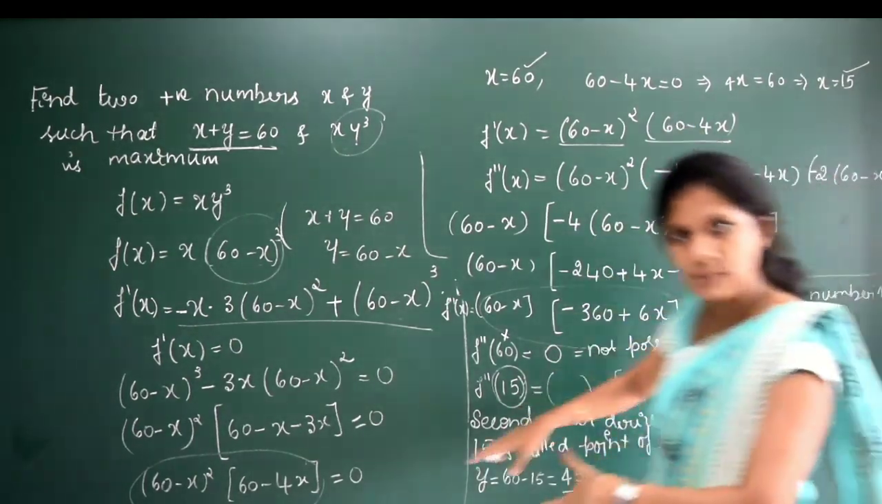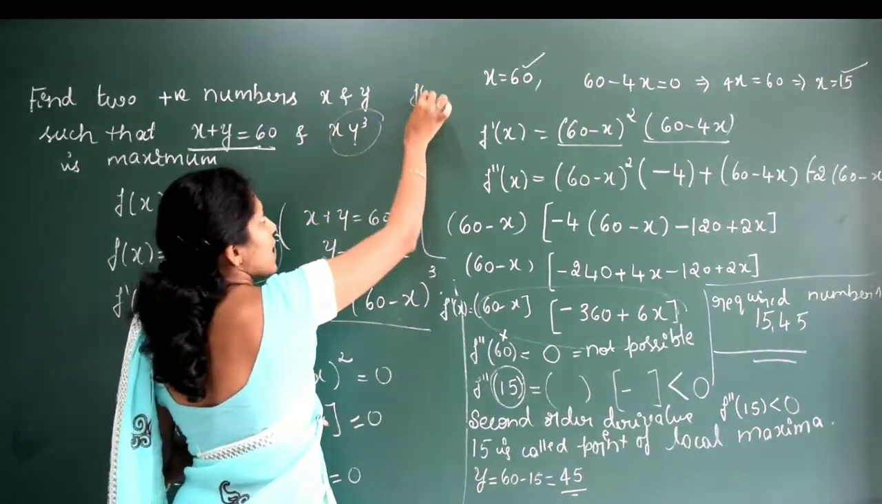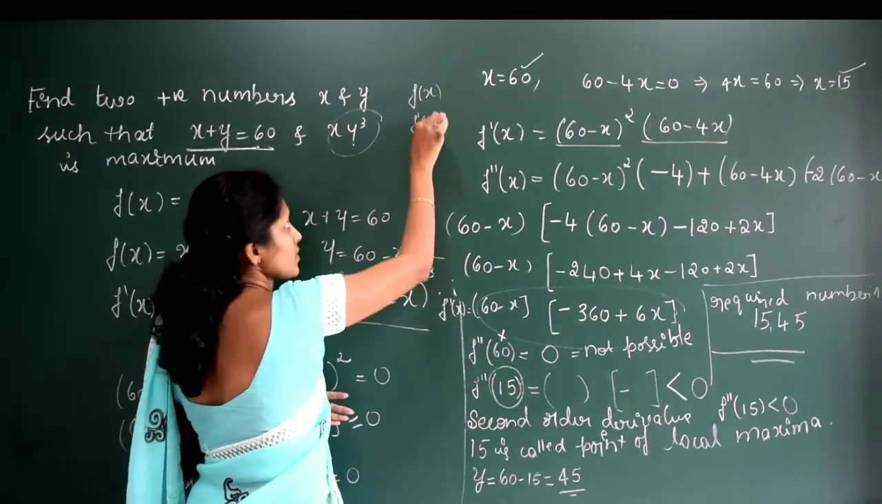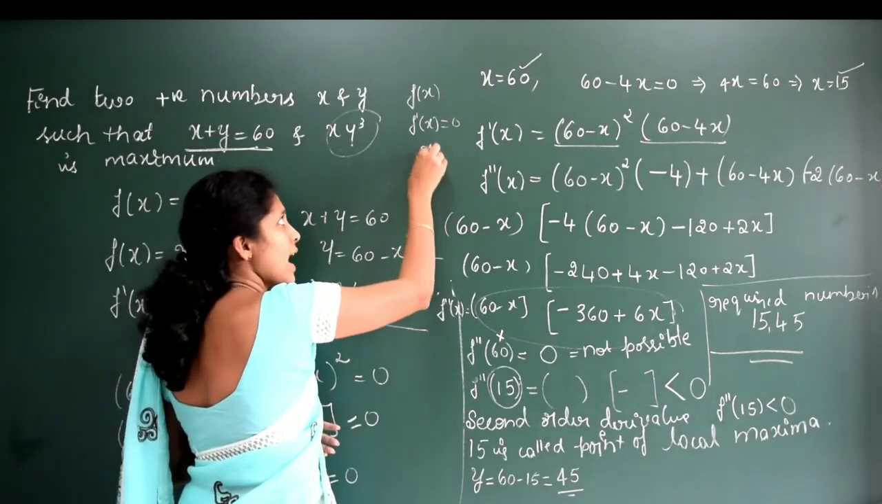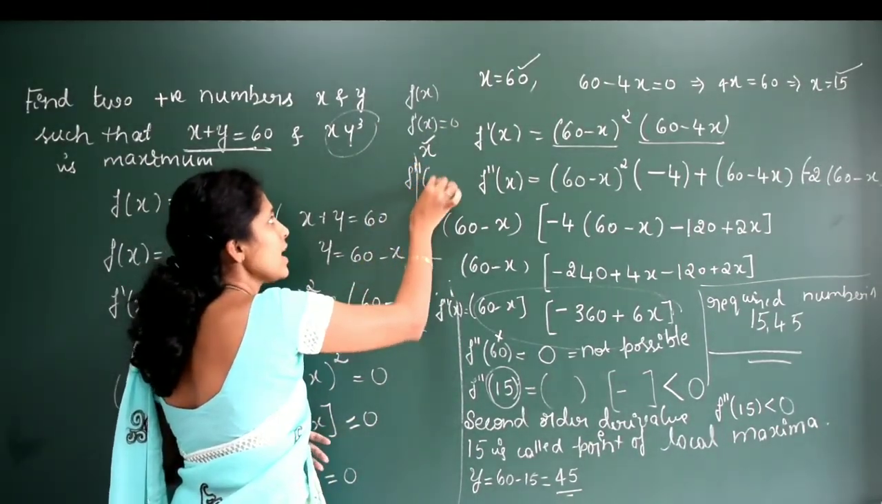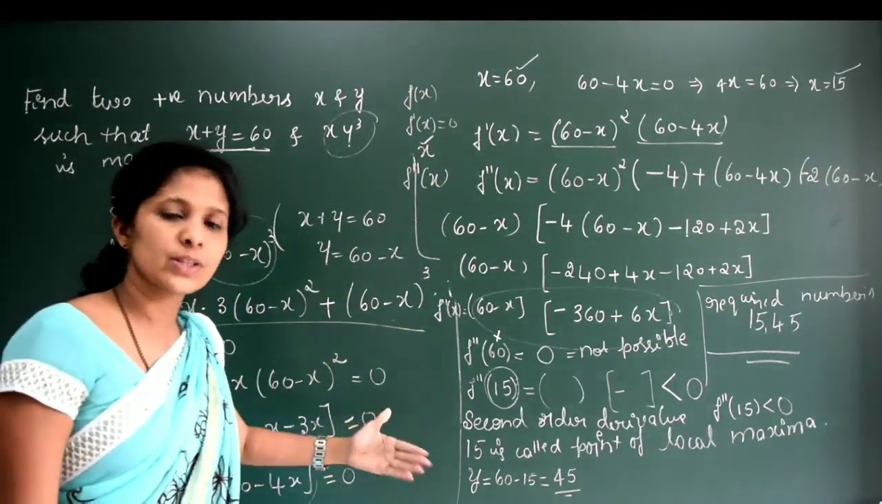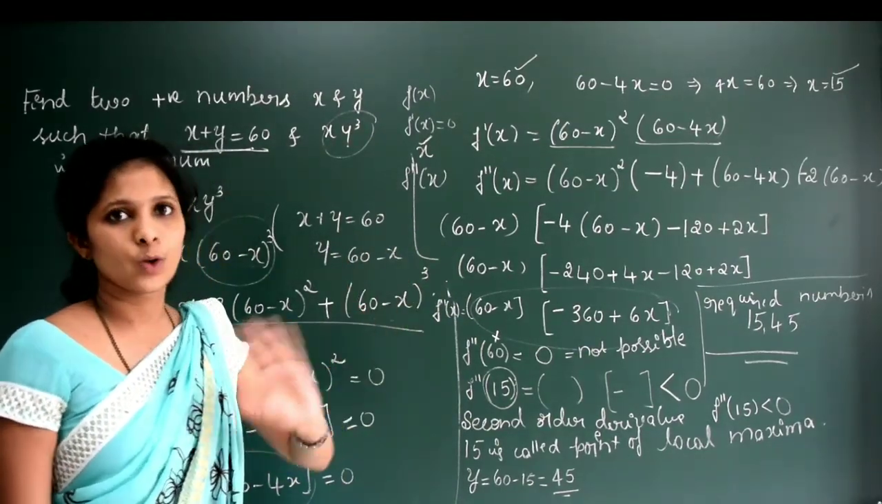Better you use one method. First you write the function f of x, okay? After that you differentiate it, that will be f dash of x. Next equate to 0, so that you get the critical points. After getting the critical points, you differentiate again, that will give you f double dash of x, and check. If it is less than 0, then it is a maximum value. If it is greater than 0, then it is a point of local minimum.